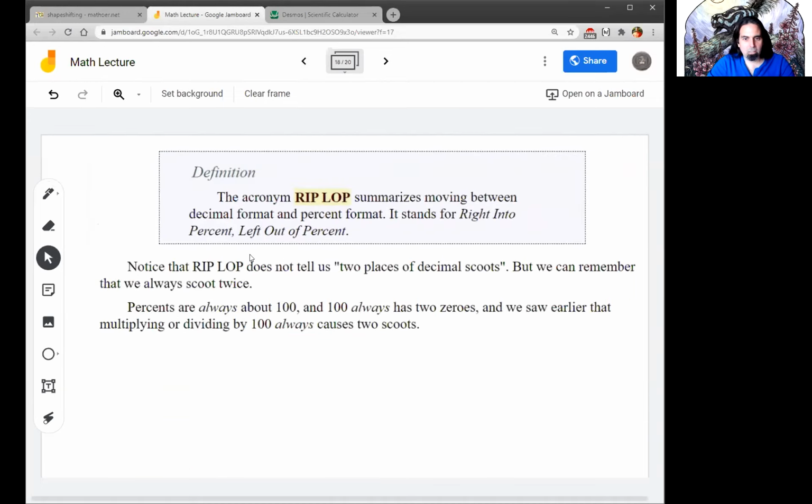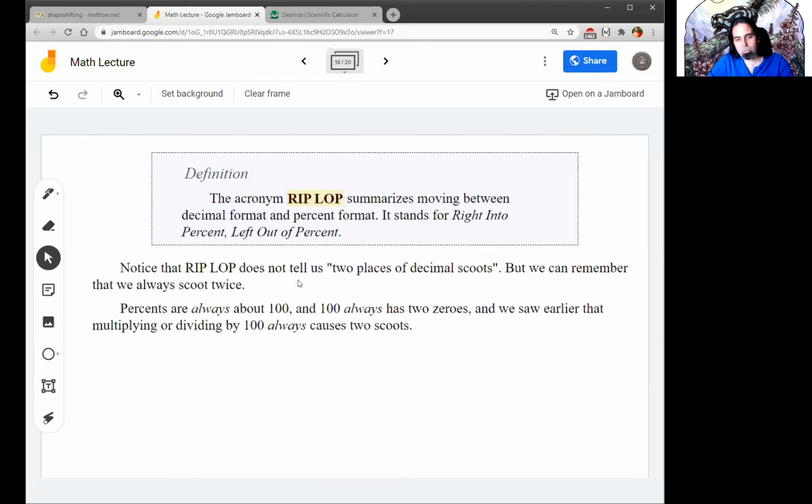When I went out of percent to decimal, I scooted left. When I went into percent, from decimal into percent, I scooted right. So right into percent, left out of percent. So when you hear me say RIPLOP, or I will write RIPLOP, then this is what I'm doing. I'm changing a number from either percent to decimal or decimal to percent.